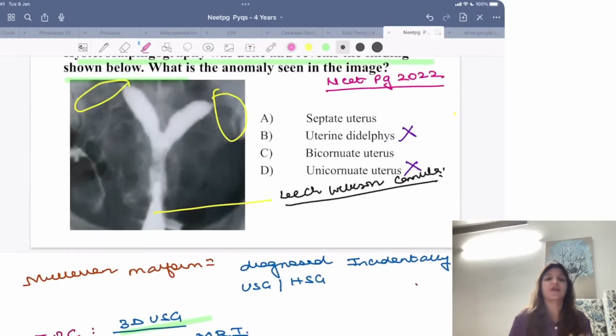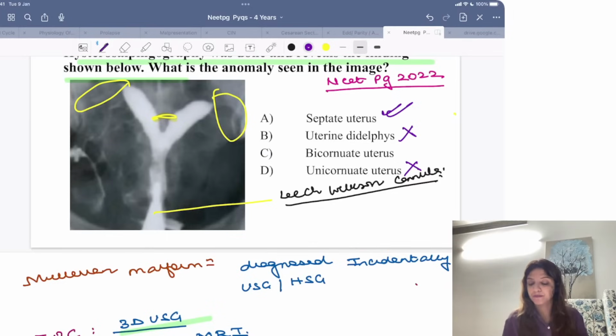Over here, in this HSG, since I cannot see the fundus of the uterus, differentiating between septate and bicornuate is difficult. But I am going to check the angle between the two horns. Angle between the two horns is appearing to be acute and distance is appearing less than 4 centimeters. That is why it is a case of septate uterus and not a bicornuate uterus. Clear?